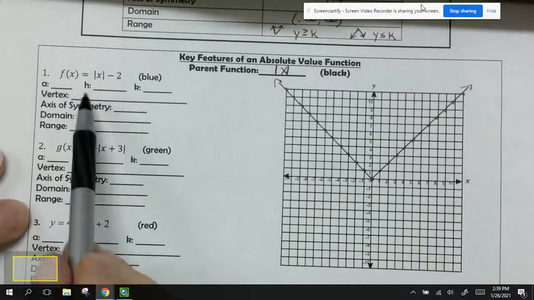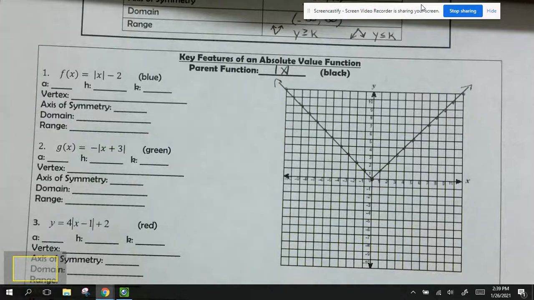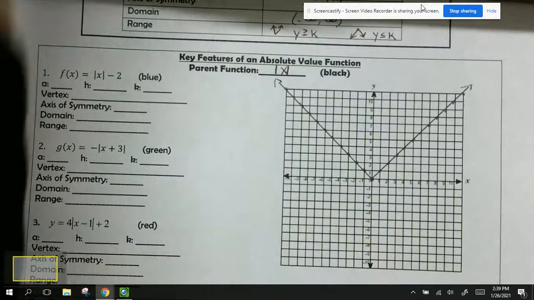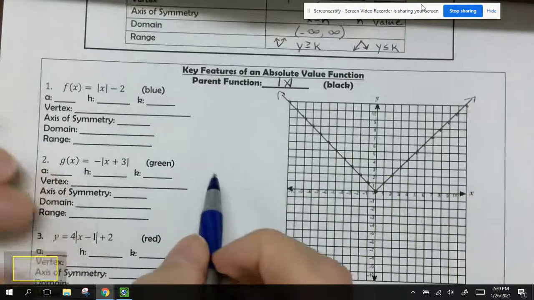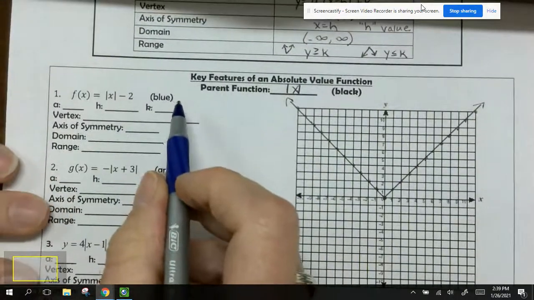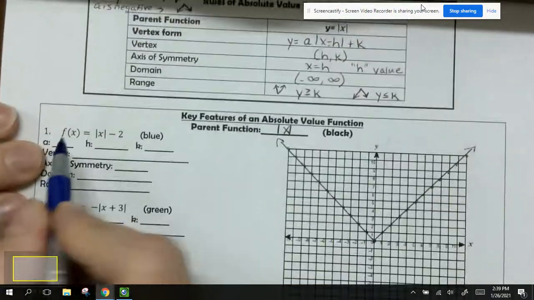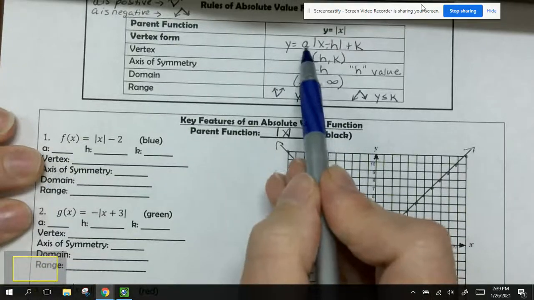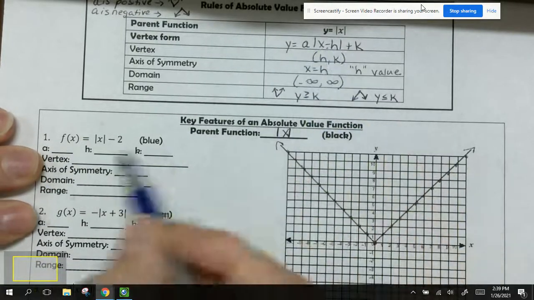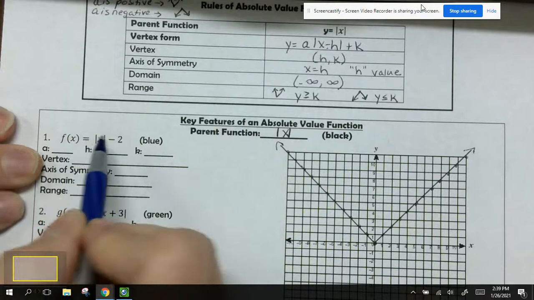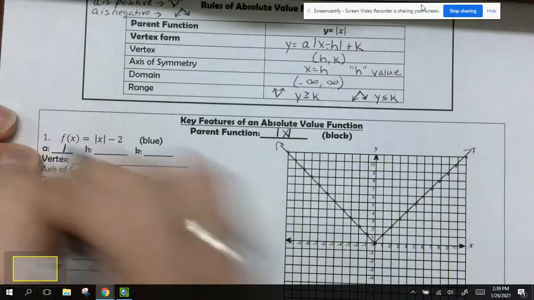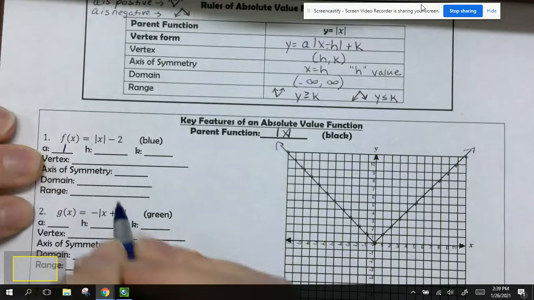So let's try these 3 up here. So we've got f of x, and it says to do it in blue, and I actually do have a blue, so I'll go ahead and do that, okay? So what is my a here? Now remember, up here, a is the number that is in front of the absolute value. So there is nothing in front of the absolute value, so when there's nothing in front of a variable, we always say it's a 1. So we have 1 there.